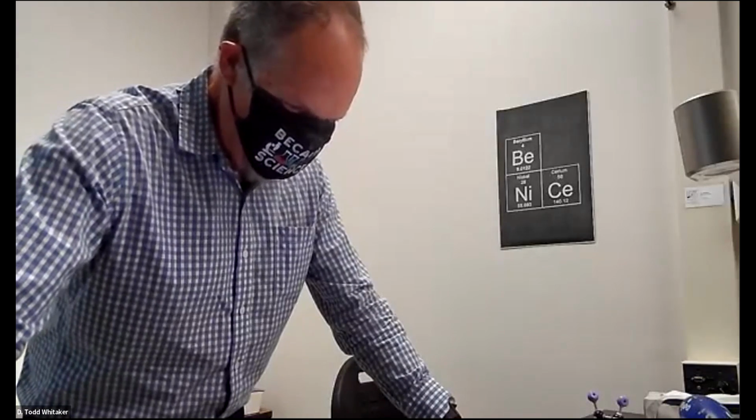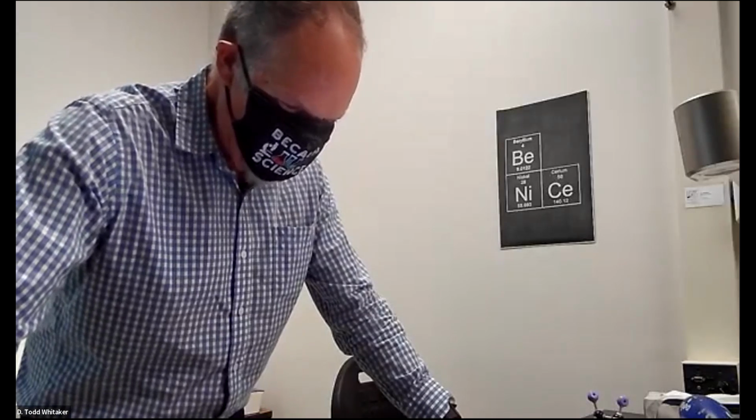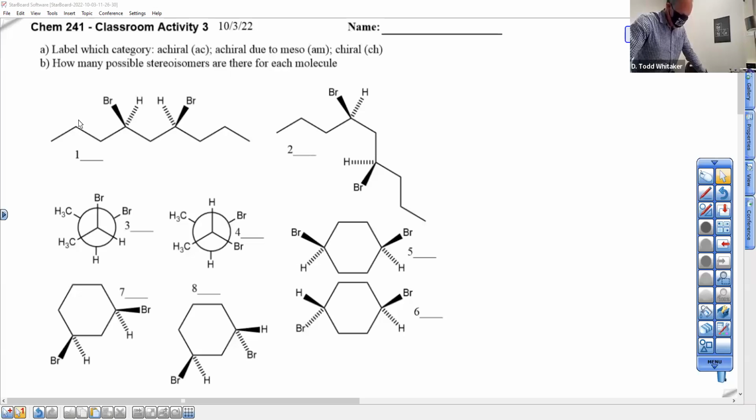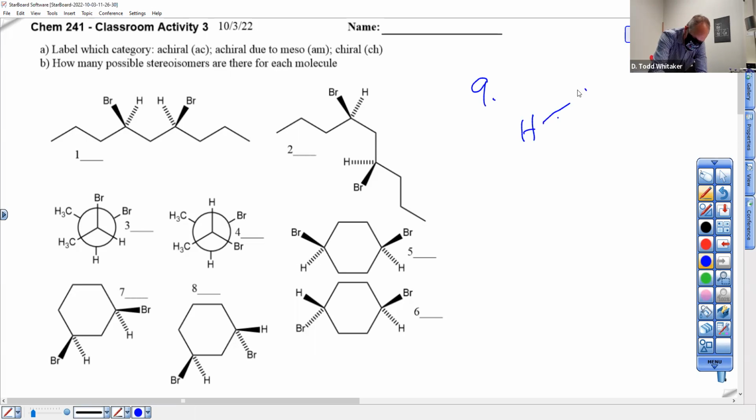Continuing our discussion of meso versus not meso, we're going to label our molecules as achiral. Here's a molecule that's achiral. We'll call it molecule number 9. And some of you are saying, oh, that's easy. It's achiral because it's got a mesoplane.